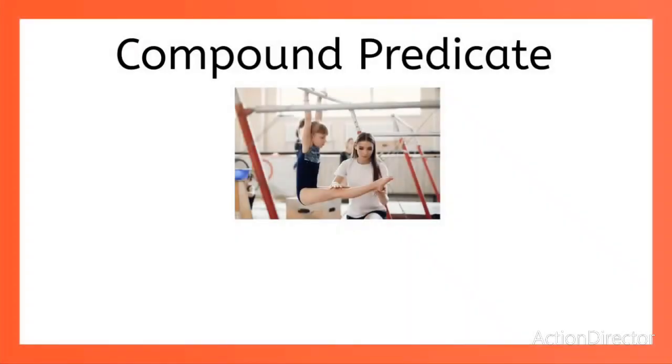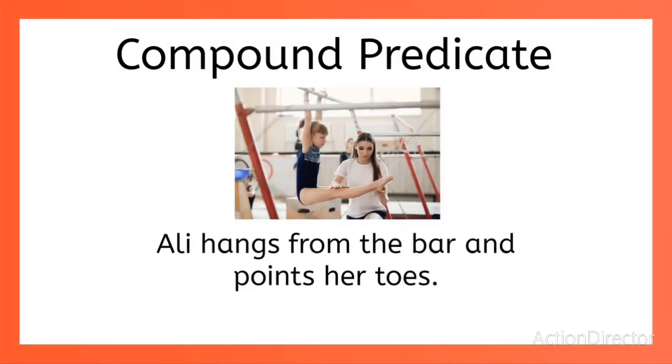Let's see if you can spot the compound predicate in this sentence. Allie hangs from the bar and points her toes. Our subject is Allie, and she hangs from the bar and points her toes. Those two predicates are joined together by the coordinating conjunction and.